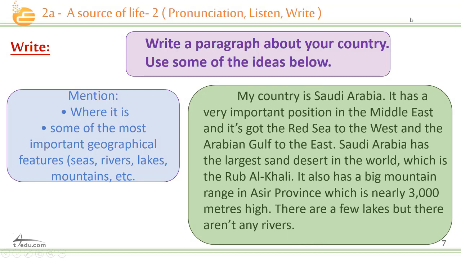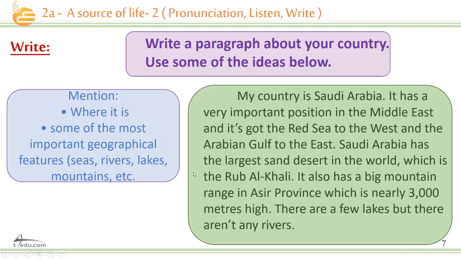My country is Saudi Arabia. Okay, we are speaking about the name of Saudi Arabia. It has a very important position in the Middle East. It is located in the Middle East, and it's got the Red Sea. Here we are going to start the geographical features. It's got the Red Sea to the west and the Arabian Gulf to the east.